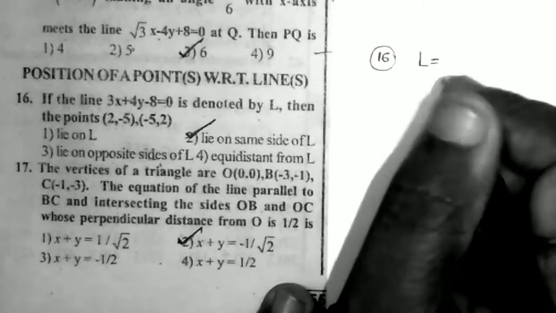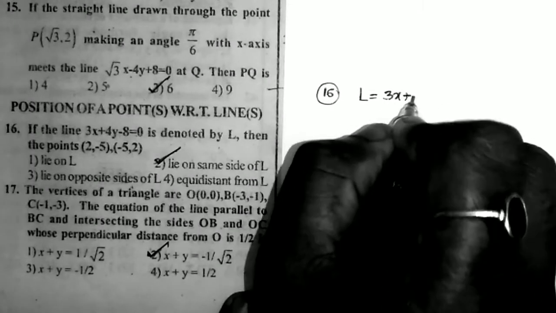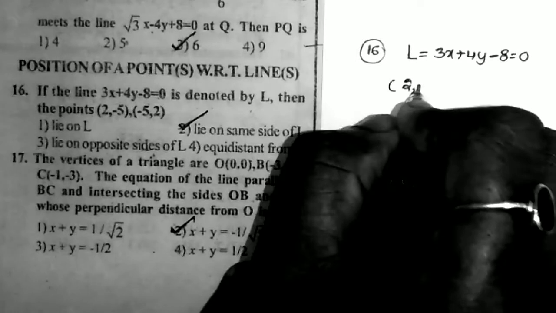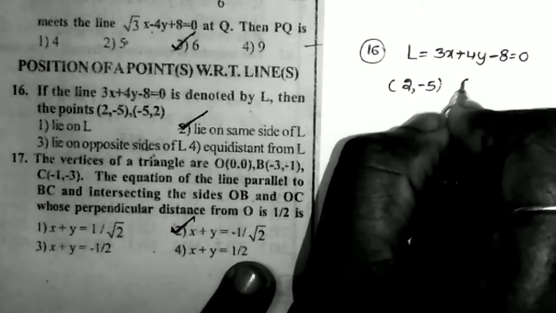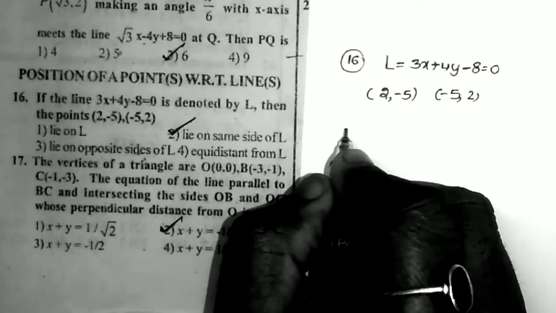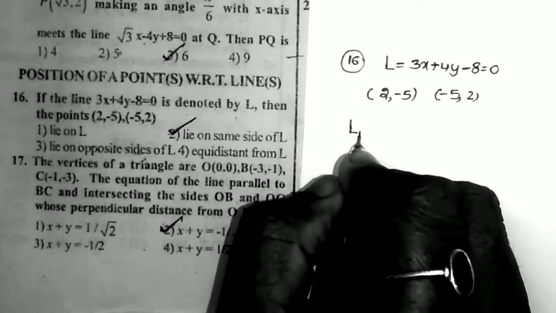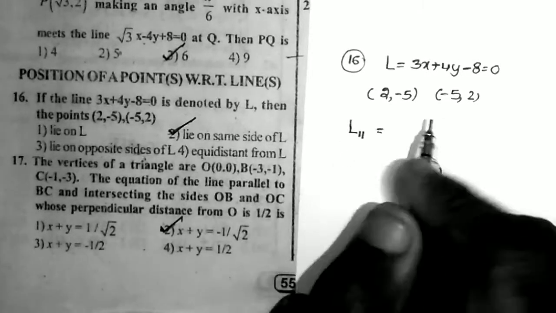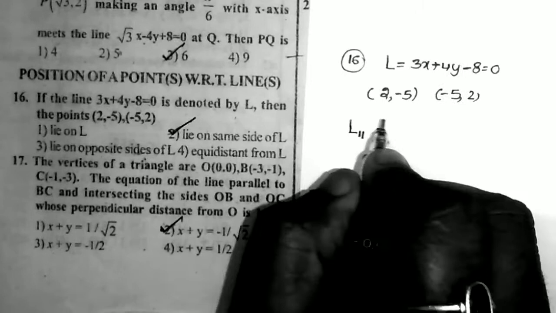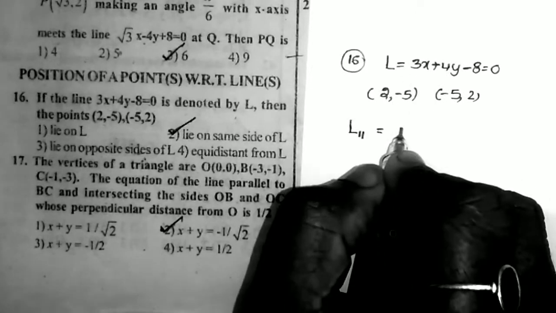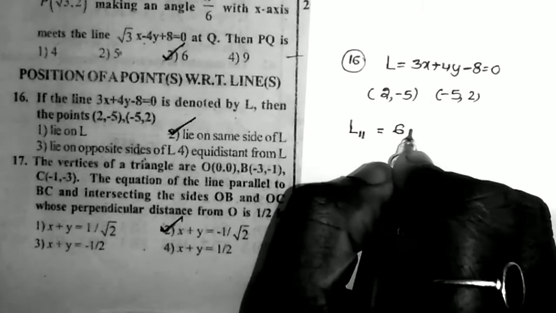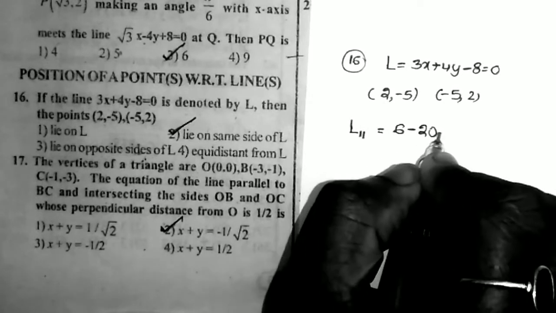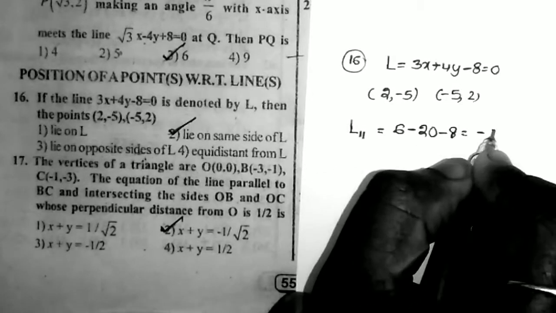That is, L = 3x + 4y - 8 = 0. And 2 points are given. The first point is (2, -5) and the second point is (-5, 2). So first we find the values of L11 and L22. L11 means we substitute the first point in the line equation, that is 3 into 2 is 6, 4 into -5 is -20, minus 8. So this is equal to -22.